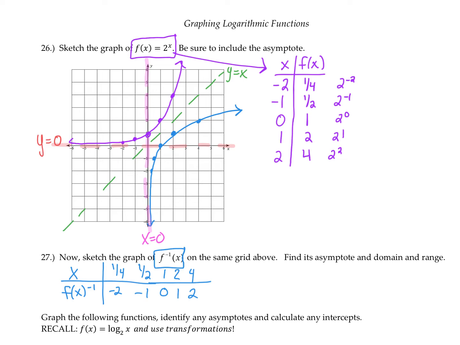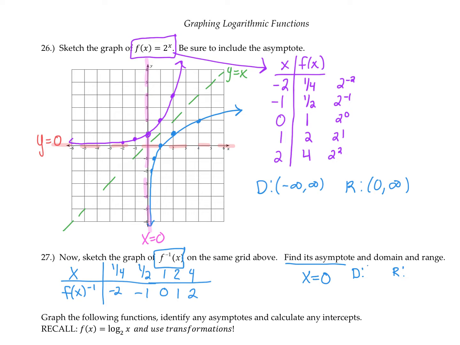So it also says find the asymptote. We talked about that would be at x equals 0. And the domain and range. The domain and range of the inverse would be the range and domain of the original function. So let's talk about the domain and range of 2 to the x. My domain for all exponential functions would be -infinity to infinity, and my range would be 0 to infinity. 0 is going to have a round bracket because it's going to approach 0 but never touch 0.